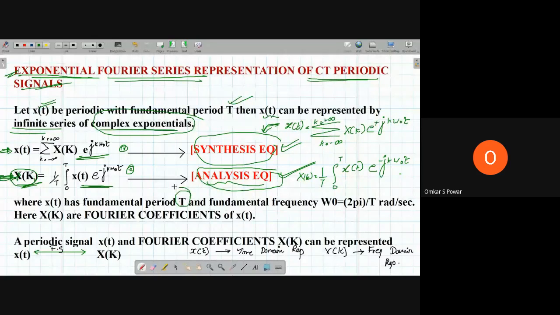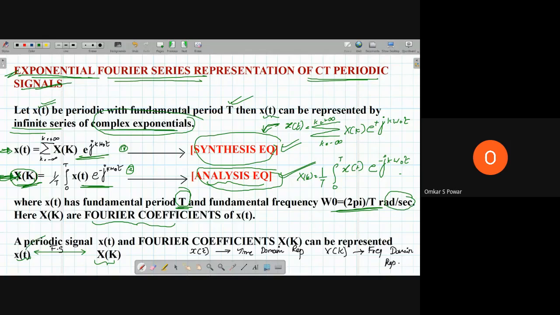Because it's a periodic signal, it has a fundamental period T, and the fundamental frequency omega naught is given by 2 pi by T, expressed in radians per second. So X of k is called the Fourier coefficient. Whatever you are doing, x of t, you are converting into the frequency domain, which is X of k.